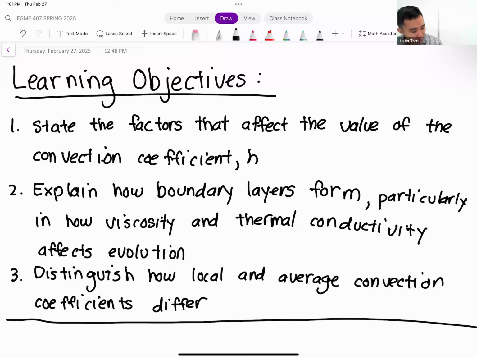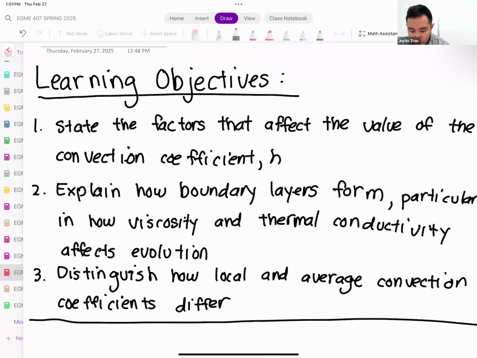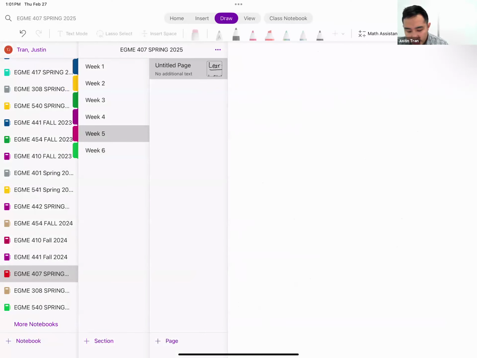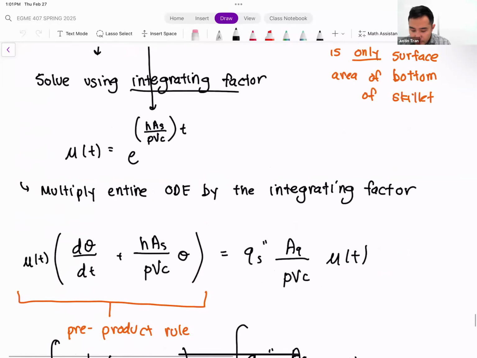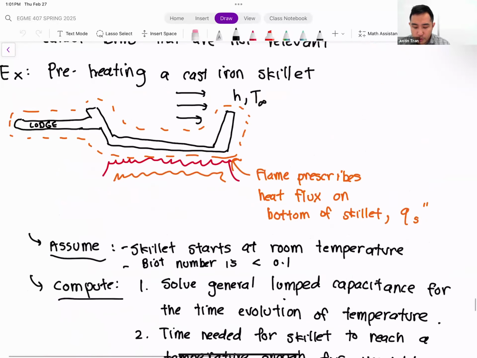Before we get into convection, I did want to take a minute to go back, just because the end of last lecture was a little bit rushed. You don't have to write anything down just yet. I'm just reminding you of what we went over last time.